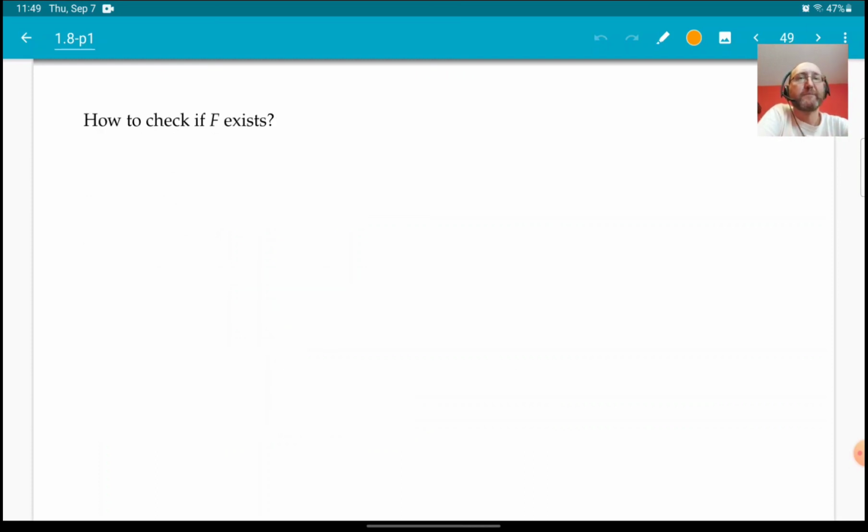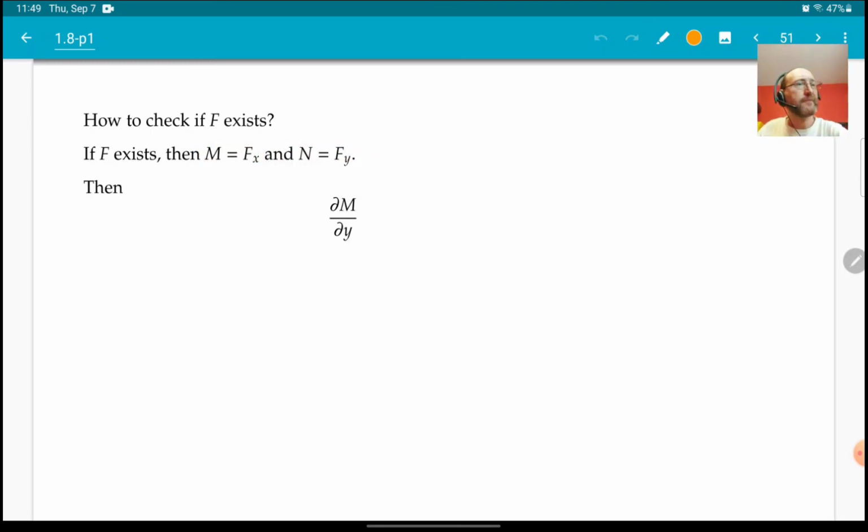All right. So how do we check if f exists? One way is to actually try to do it, but without trying to do all these integrations, because they could be complicated. So far we've looked at very simple examples. If f exists, then this is true. That's the whole point. If I take the y derivative of m, what is that? m is the x derivative of f, so that would be the y derivative of the x derivative of f, and this is the way that we write it.